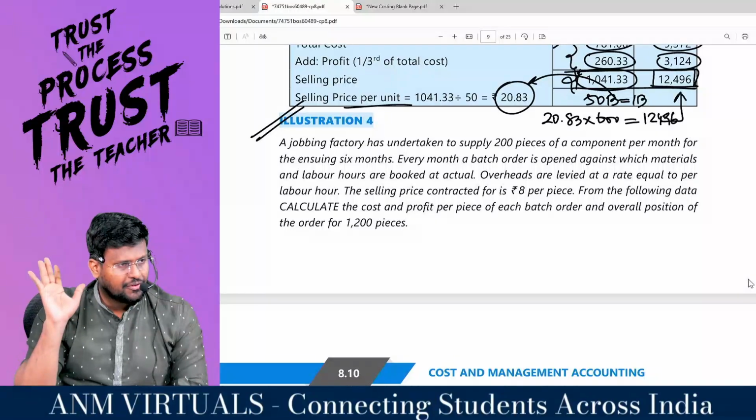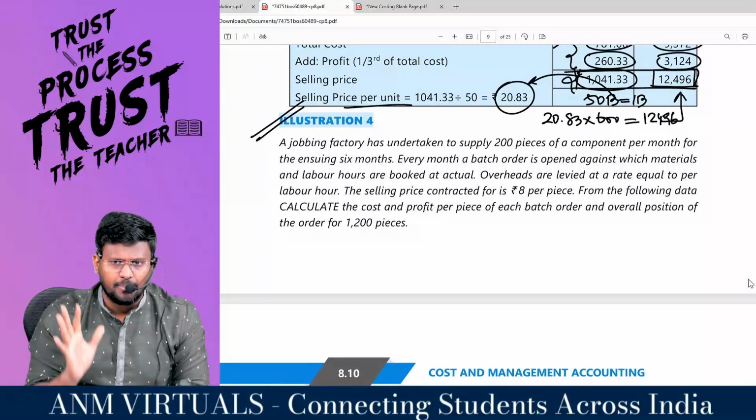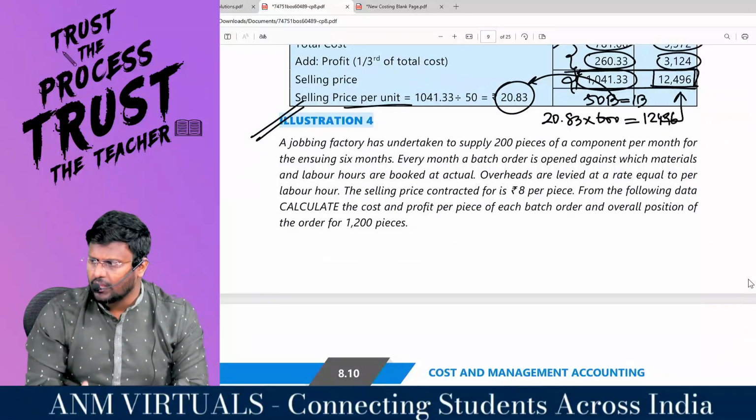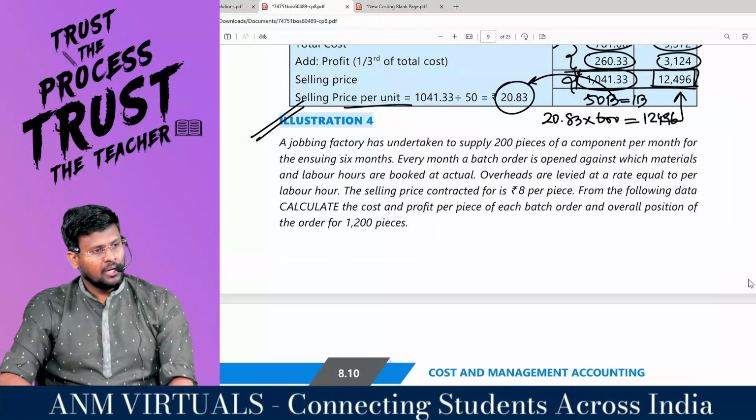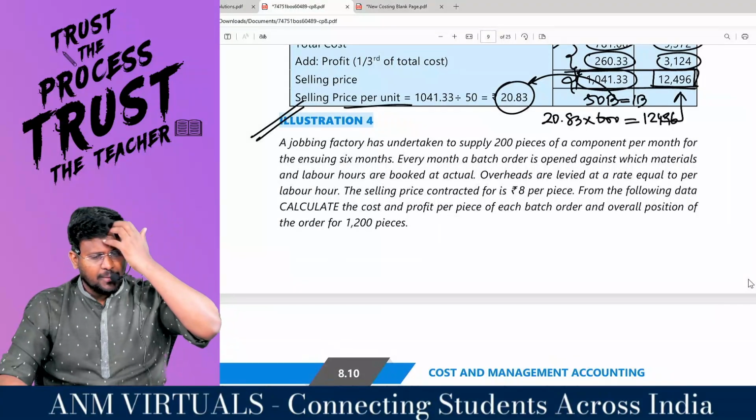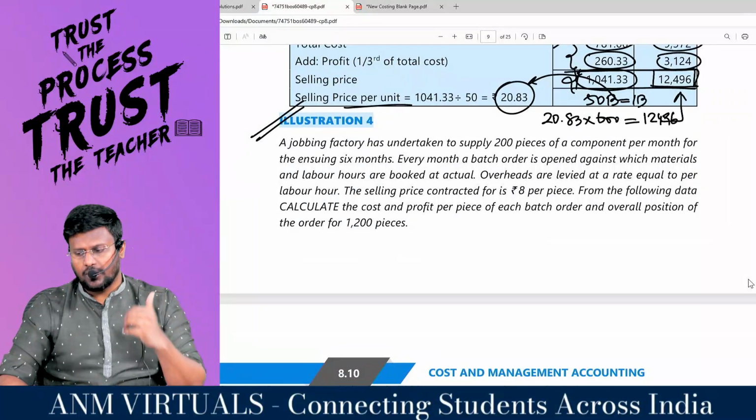Batch costing is a 5 mark area. Job costing is a 5 mark area. Put together, all the 3 will come for 10 marks in the examination. The hit area is batch costing. They will be asking an illustration.